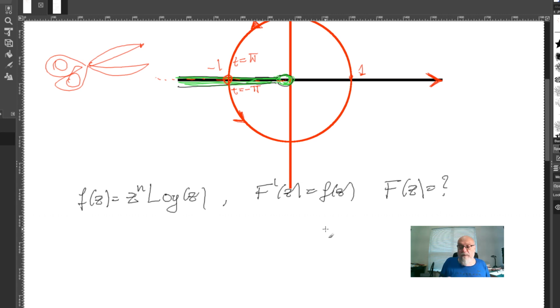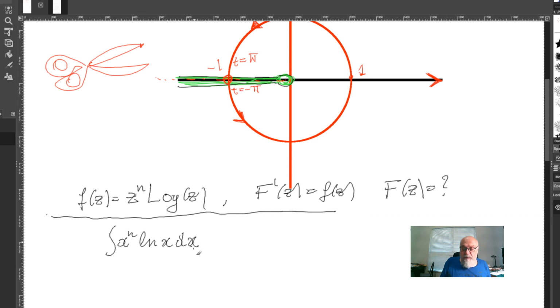So in order to find this antiderivative, maybe you should just remember how it was done in the calculus of single variables. So let me write it down. So if you remember, this would correspond to this particular expression. So this would be your antiderivative of the function x^n ln x. And we know that you obtain it by integration by parts. So you take 1 over n plus 1 times x^(n+1) ln of x, and this is minus, and you take the 1 over n plus 1, and then you are getting here the integral of x^(n+1) times 1 over x dx.